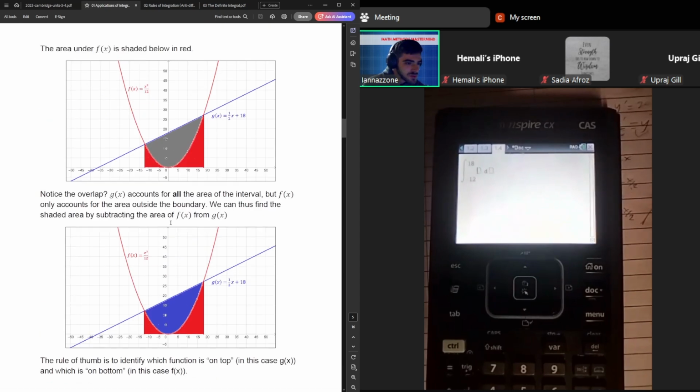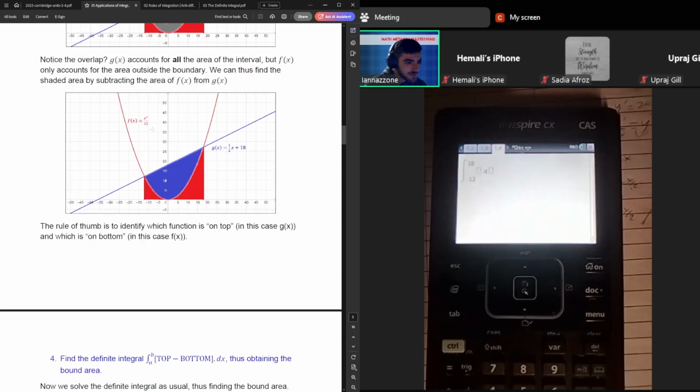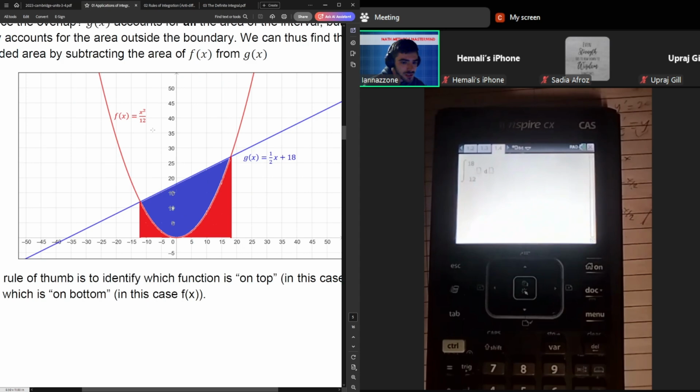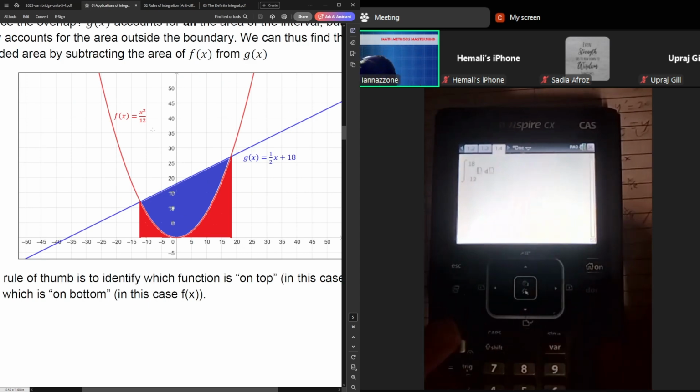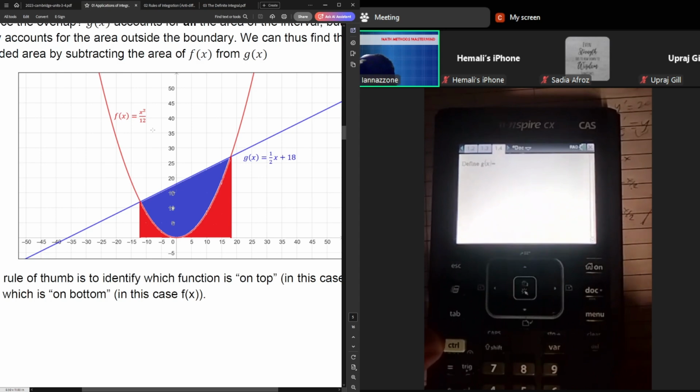I personally would have defined the functions earlier rather than write them all out one at a time in here. So maybe I'll kill that. We'll go g of x, what's g? g of x is equal to half x plus 18. And then we have f of x is equal to x squared on 12.